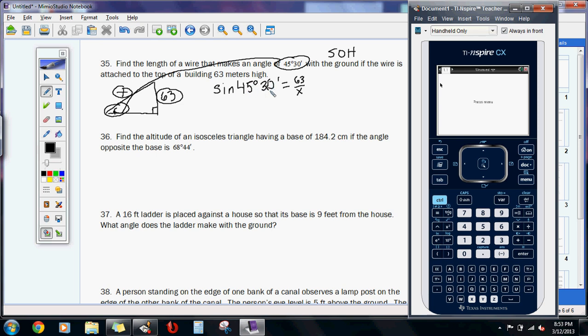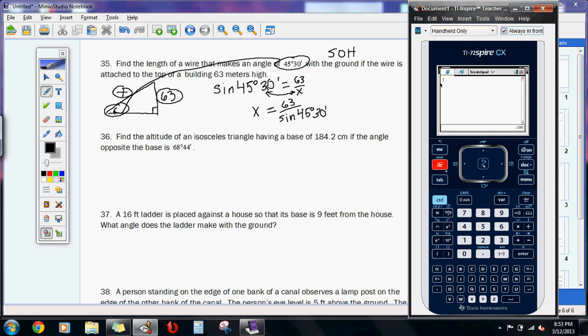That's just a number, remember. So eventually we're going to see that these two switch places. So this is going to be x equals 63 divided by sine of 45 degrees, 30 minutes. So now I'm going to take you over to the calculator on the side here, and we're going to type all this in from our calculator page.